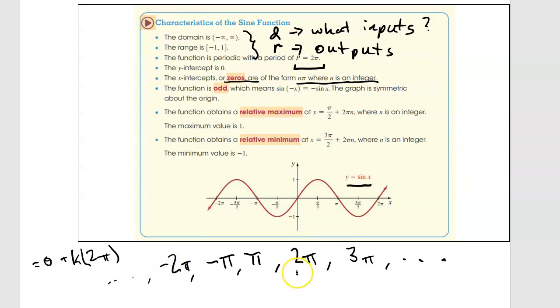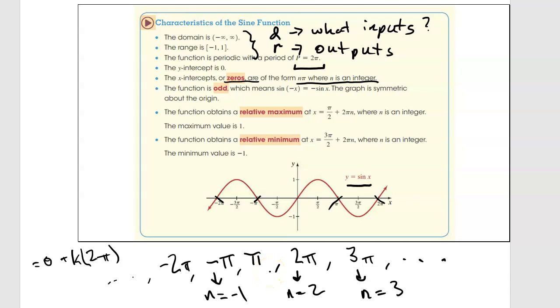So here I'm setting n equals 2. Here I'm setting n equals negative 1, and so on. This is n equals 3. Right. And you can look at the graph to see that. So we have a 0 at pi, we have a 0 at 2 pi, 0 at negative pi, and 0 at negative 2 pi. Okay.